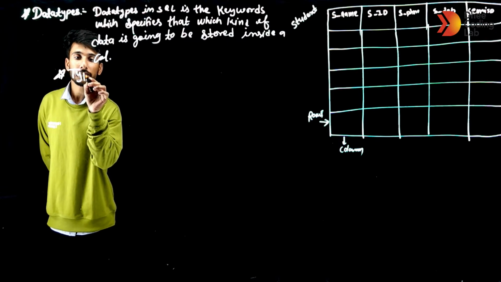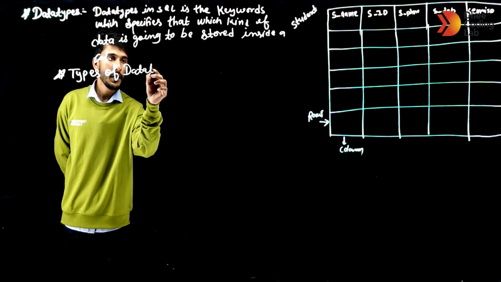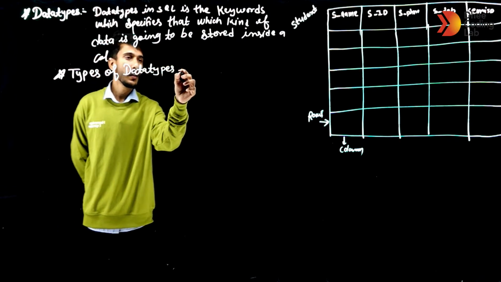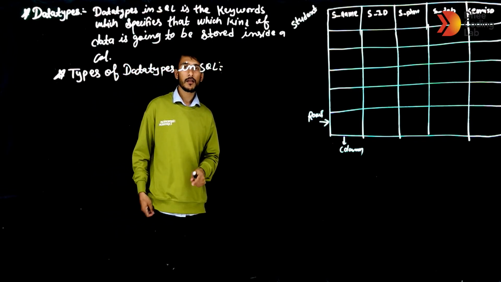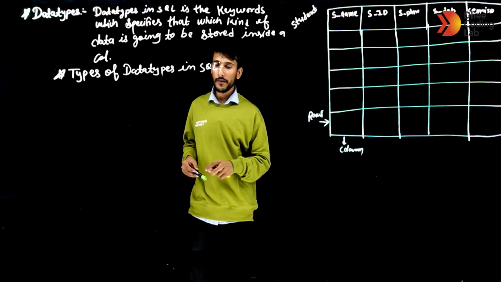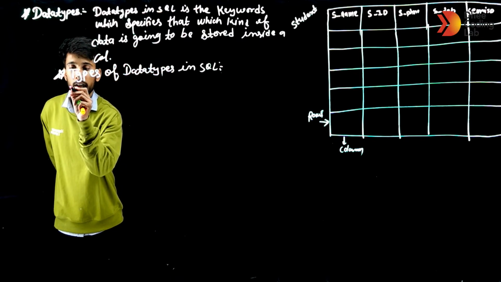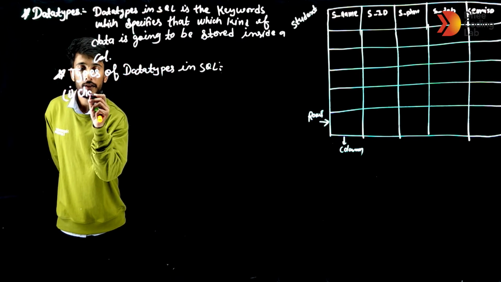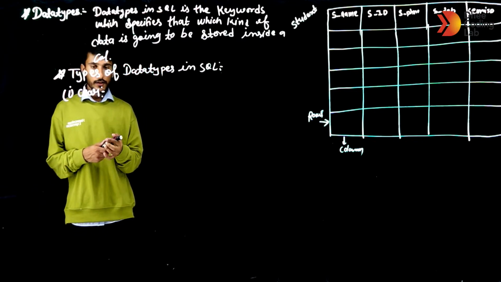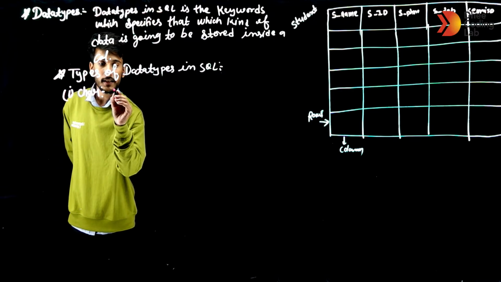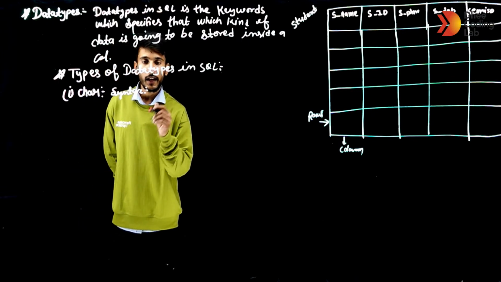Now, how many types of data types do I have, sir? Types of data types in SQL. The first data type I have is char. Now what is that char, sir? Note down: char is a data type.